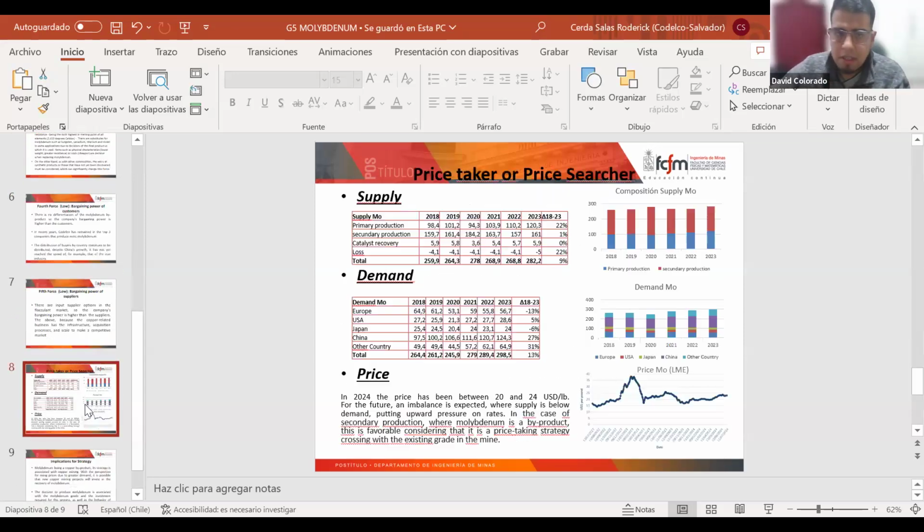Okay, Mr. Roderick, we think that the force that is more important for Codelco to watch is the second force, the entry of new competitors, because maybe that means that the price of molybdenum falls in the future due to more production of molybdenum by competitors that we may have.